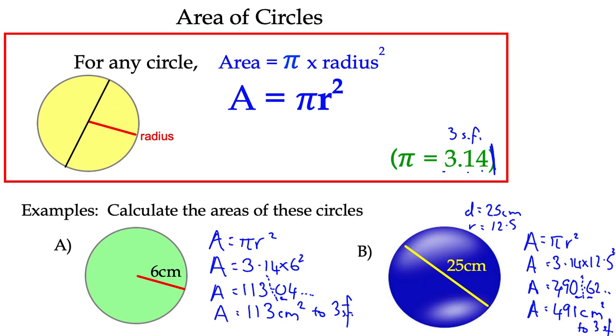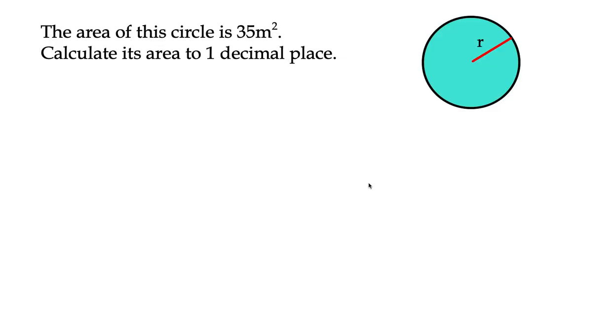Okay, let's have a look at a bit of working back then. We can still use the formula. The area of the circle is 35 square meters. Calculate its area. Okay, that's not actually meant to be area, of course. It's meant to be radius to 1 decimal place. So this time we're still thinking about area and radius, and we have a formula that connects the two, so we write it down.